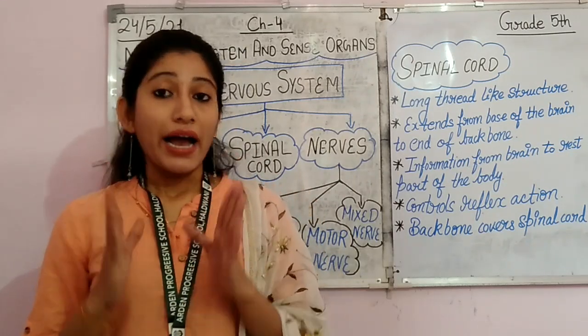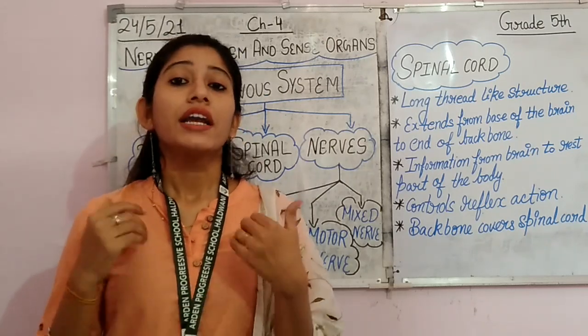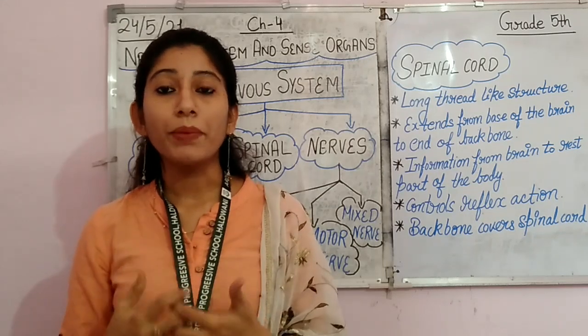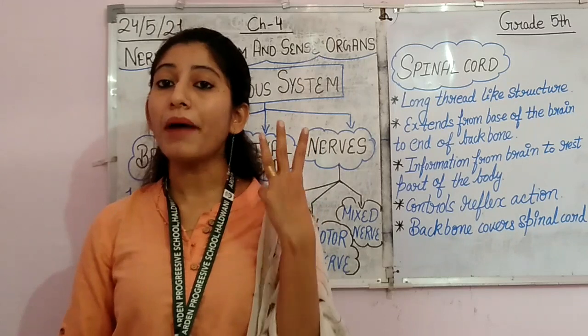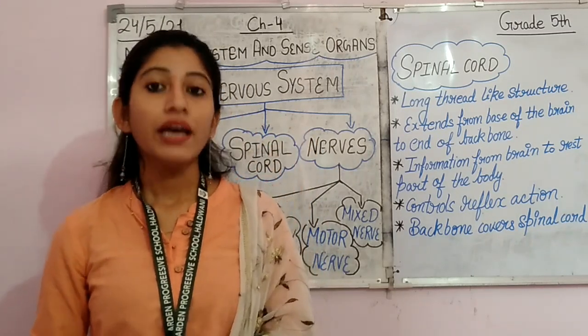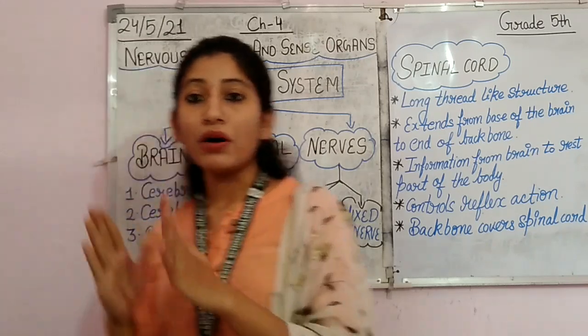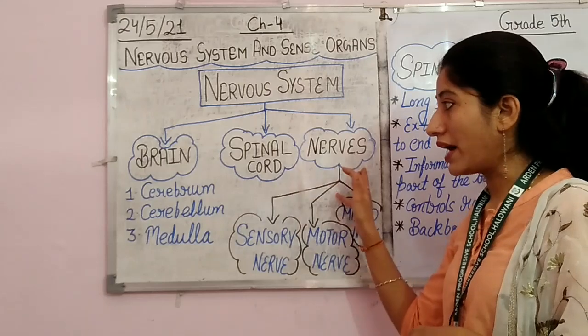Now, I have told you about the spinal cord and reflex action. Now here the next topic is nerves, and nerves are the third part of the nervous system. Okay, so when we talk about the nervous system, I have told you that it consists of three parts.